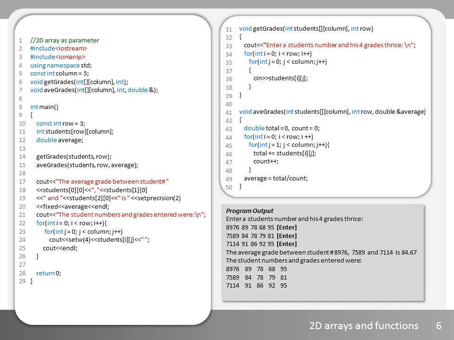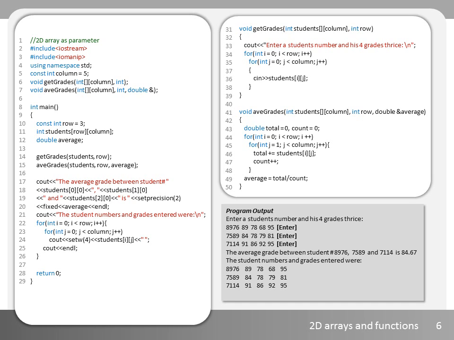Next, in line 6, there's a function prototype with a return type void called getGrades, with its first argument receiving a two-dimensional array of data type integer. We know it's a two-dimensional array because it has two sets of brackets. And remember that the compiler must know the size declarator of the second set, so column has been placed inside. In the following line, there's another function prototype called averageGrades, also with a two-dimensional array in its parameter list, and then an integer variable and a reference double variable.